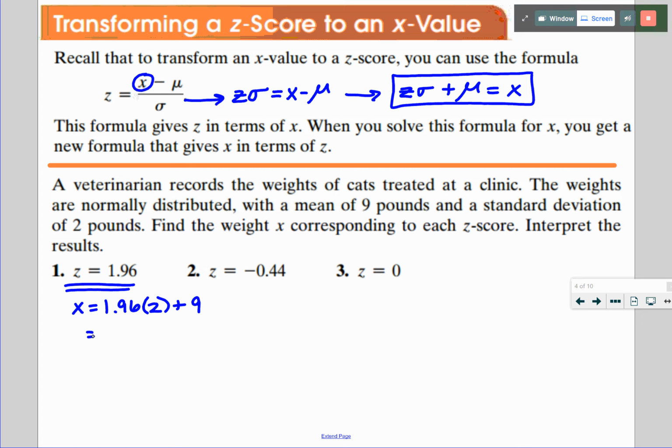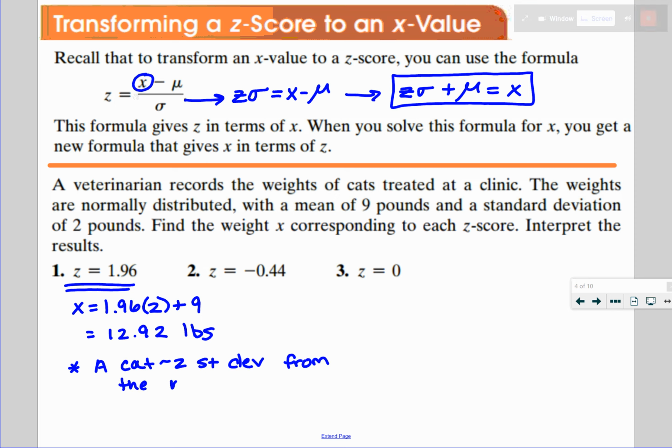All right, so 1.96 times 2 plus 9, 12.92, and then this represents weight of a cat. So I'm going to label it pounds. Okay. And then if I were going to interpret that, I would say a cat, about 2 standard deviations from the mean, weighs 12.92 pounds, or you could say almost 13 pounds. Okay. All right, we won't do the next two because they're the same sort of thing. Just plug them in and it's the same interpretation.